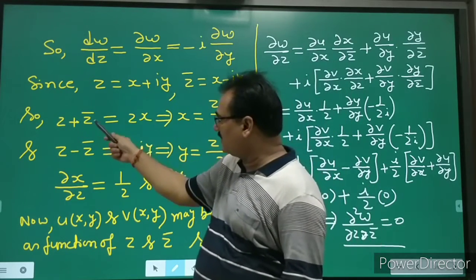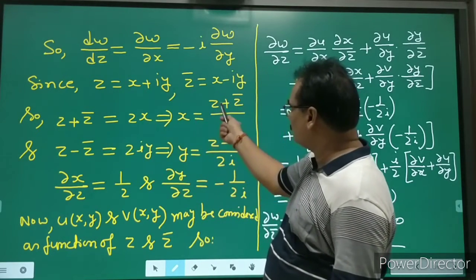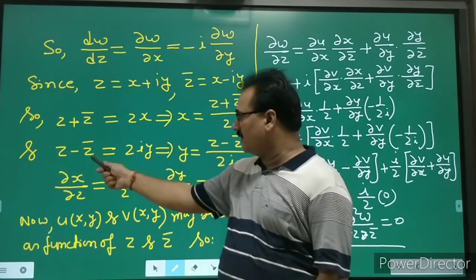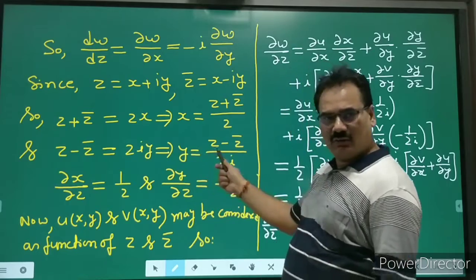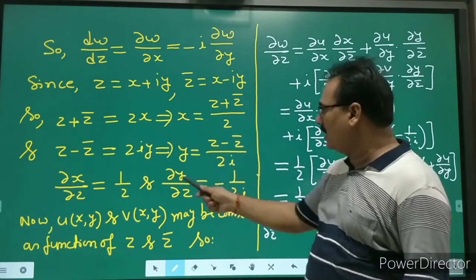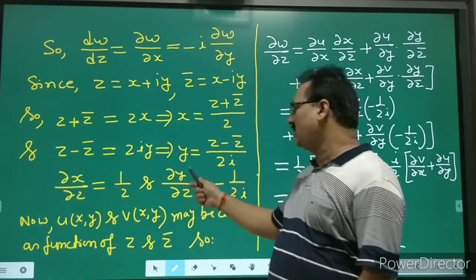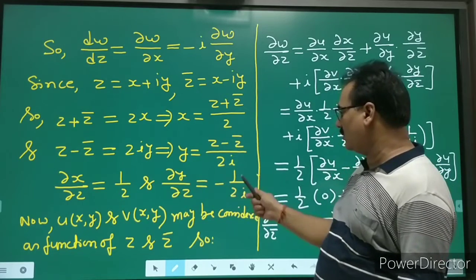Since z is x plus iy, of course its conjugate will be x minus iy. Then z plus z̄ is 2x, that is x is equal to (z plus z̄)/2. And z minus z̄ is 2iy, meaning y is equal to (z minus z̄)/2i. ∂x/∂z is half, and ∂y/∂z is minus 1 over 2i.